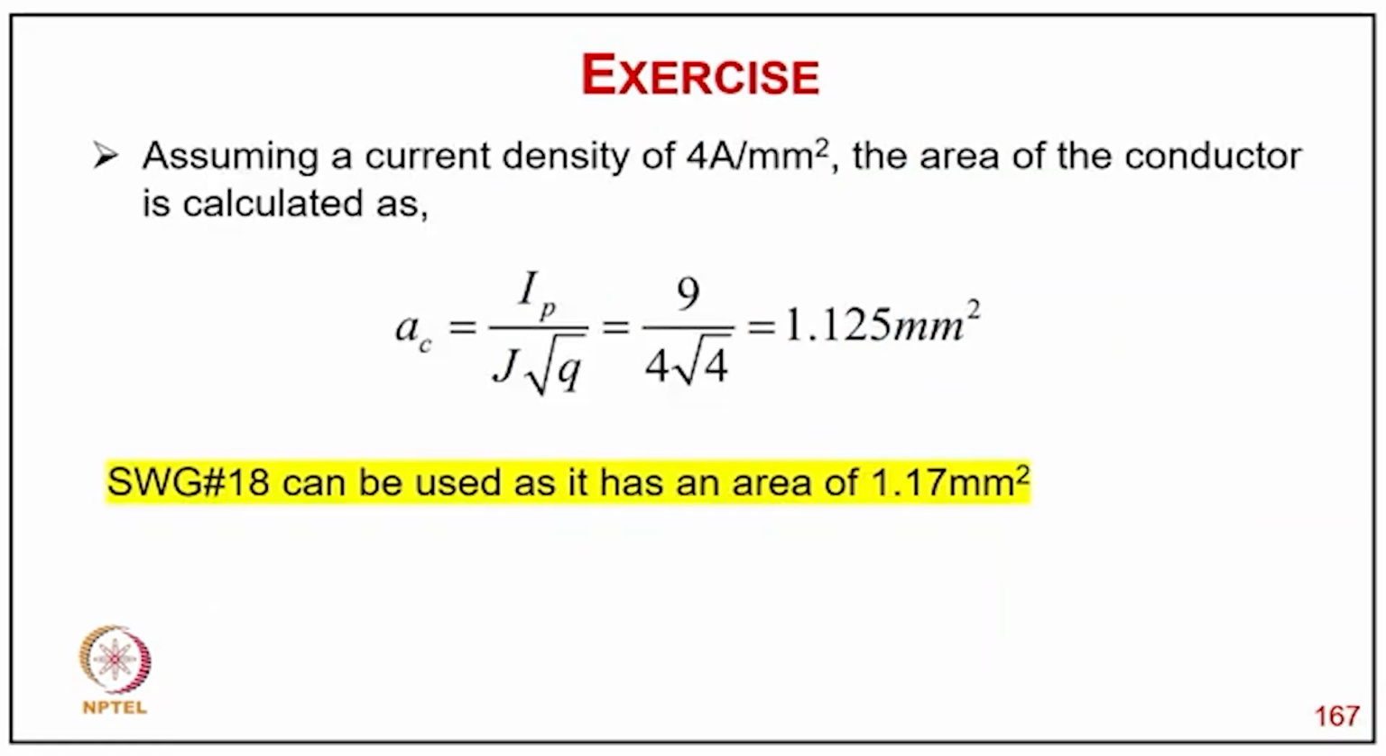And assuming a current density of 4 ampere per square millimeter, the area of the conductor is calculated as IP divided by J root Q. So it comes to 1.125 millimeter square. So standard wire 18 can be used. It has a conductor area of 1.17 millimeter square.